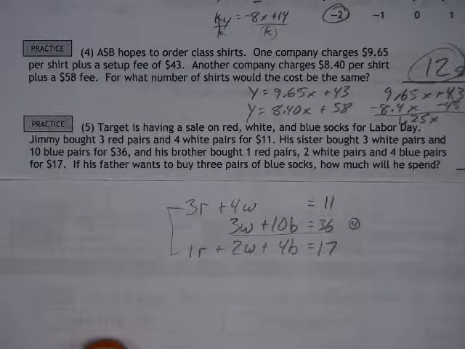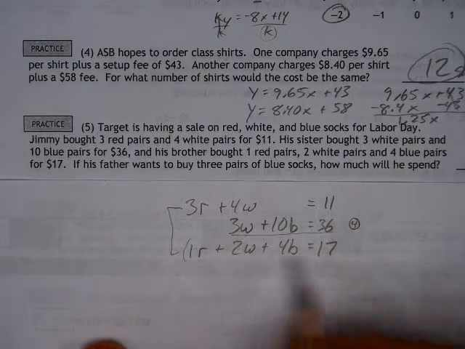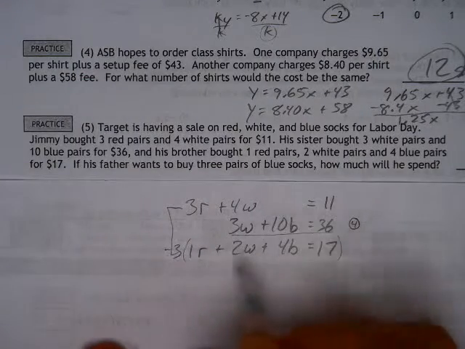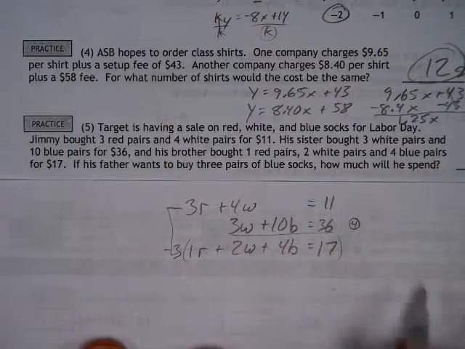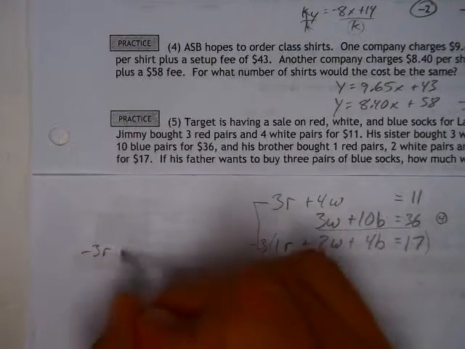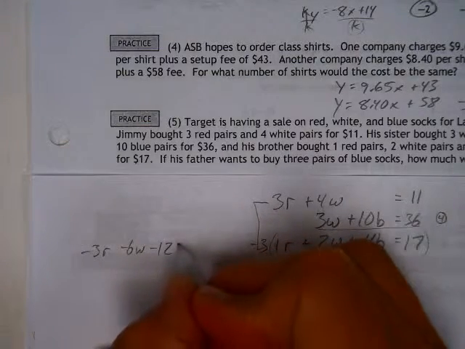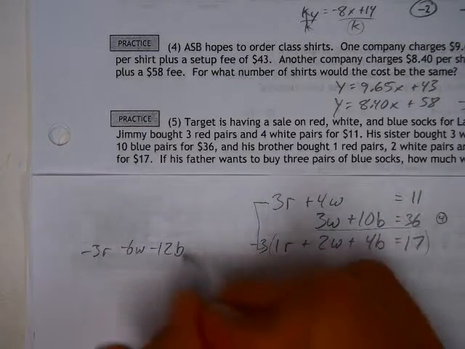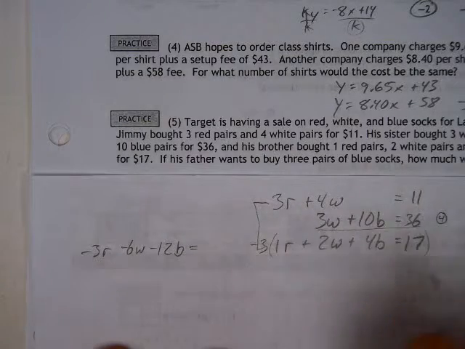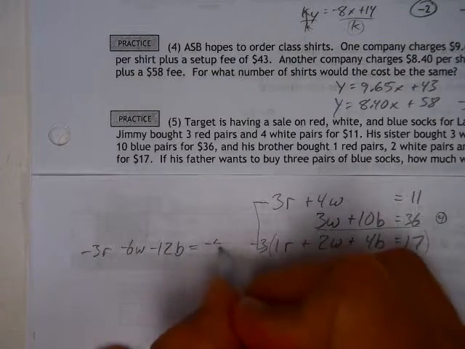Now there are different ways that you can get rid of different things, but I think it would be easy enough to get rid of the R simply by multiplying this equation by -3. Okay, we do that. We'll go over here with it. -3R minus 6W minus 12B equals 3 times 17, which is, I believe, -51.